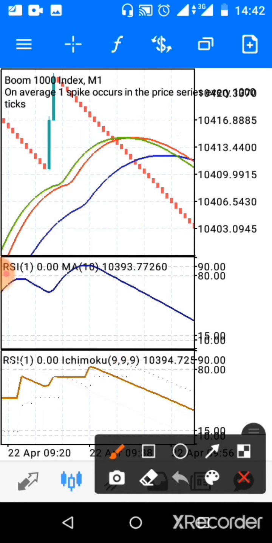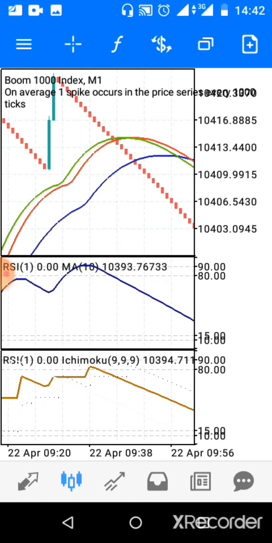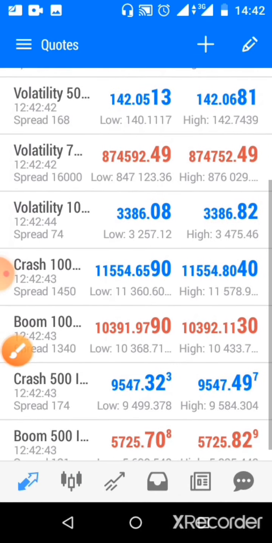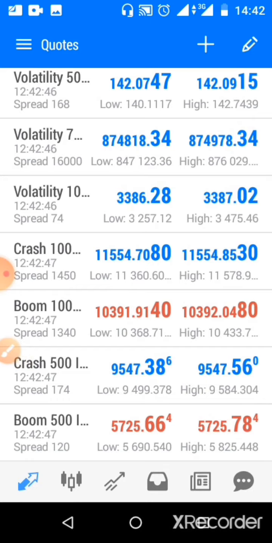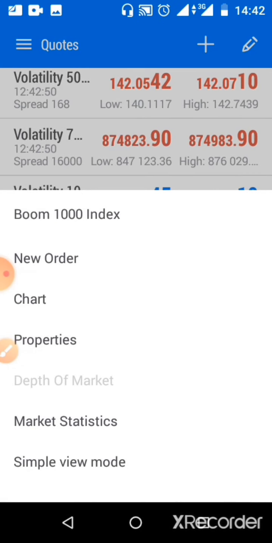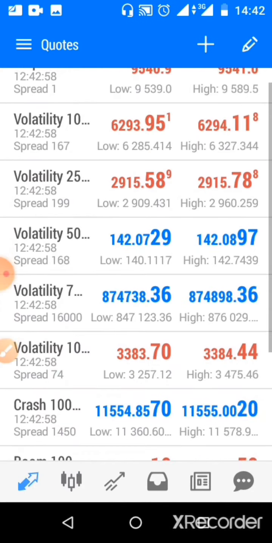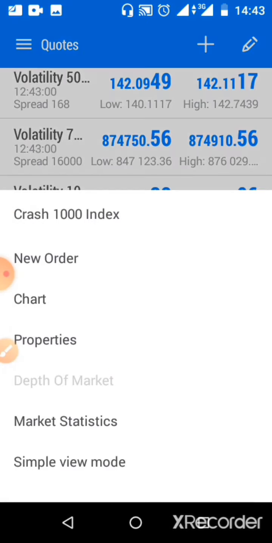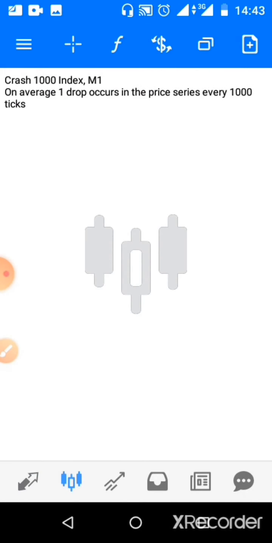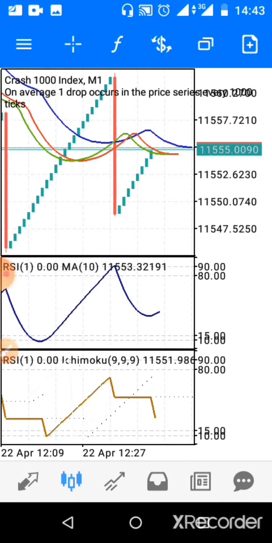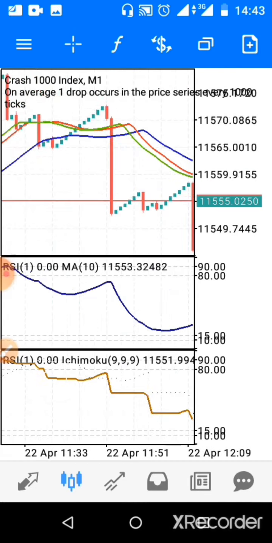Now for crash, we're simply doing the opposite. Let me take you to crash. So this is a very powerful strategy that we use both on boom and crash, and it gives us multiple pips in a day. Let's go to crash. So on crash, we're simply scalping upwards, meaning we're taking a buy on crash and a sell on boom. So on crash, we're simply doing the opposite.